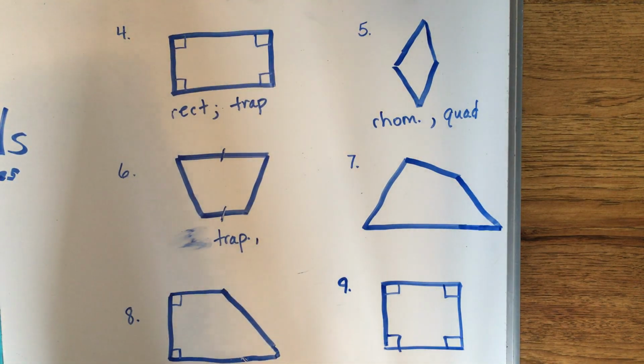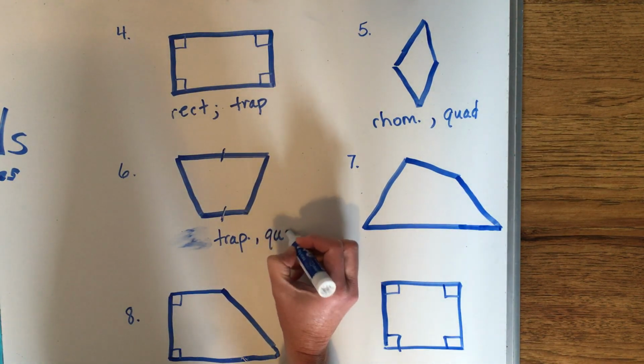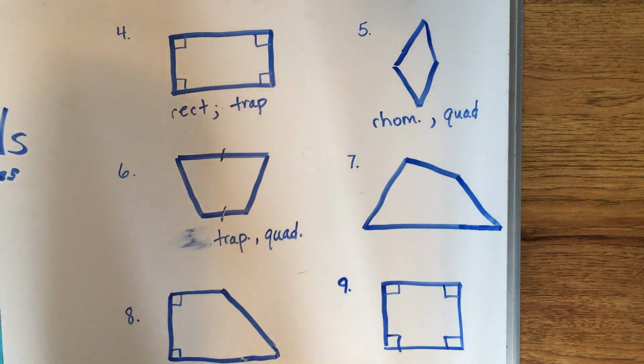Is this a quadrilateral? Of course it is. It has four sides. That's easy. Is it a polygon? Absolutely. Okay, that wasn't a choice though.